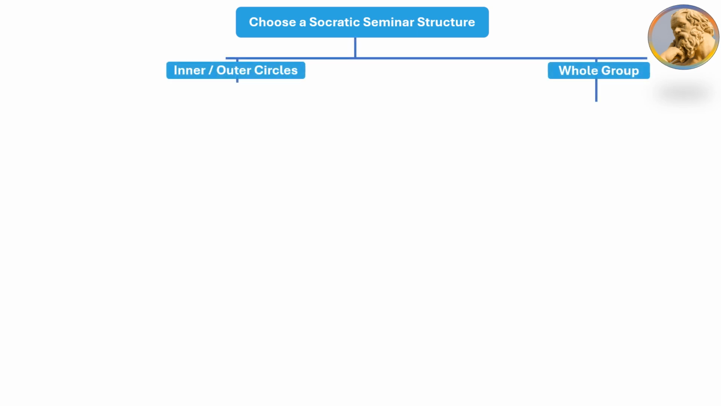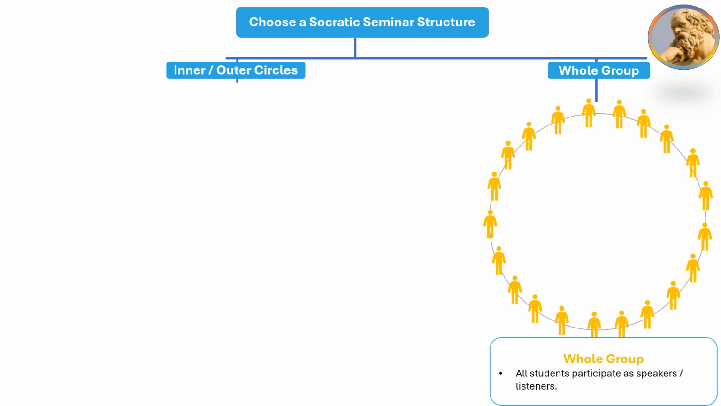You'll need to choose a Socratic Seminar structure. You can either have all students sit in a circle as a whole group or have an inner and an outer circle. If you have a small or even what could be perceived as a normal size classroom, a whole group format can work well to give all students an equal opportunity to participate as speakers and listeners.